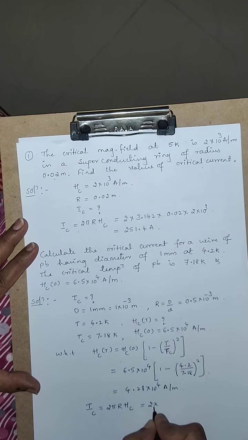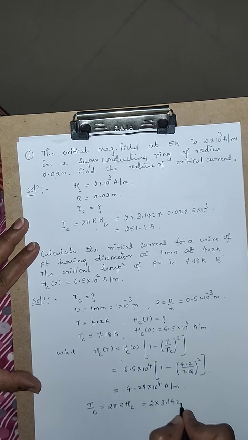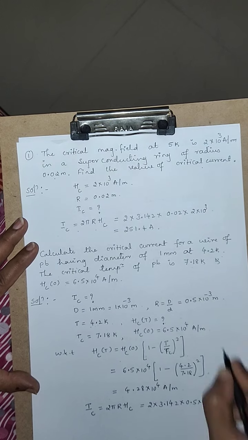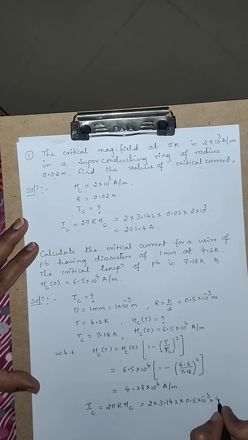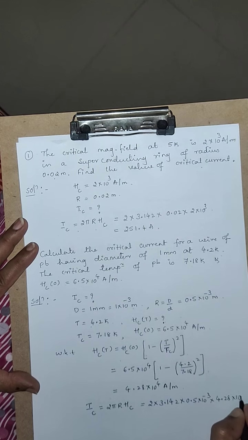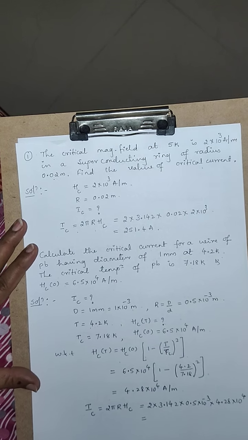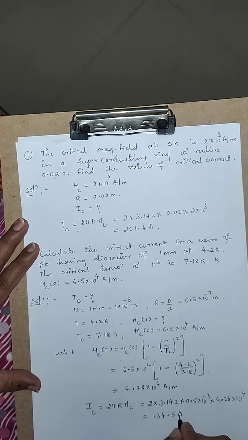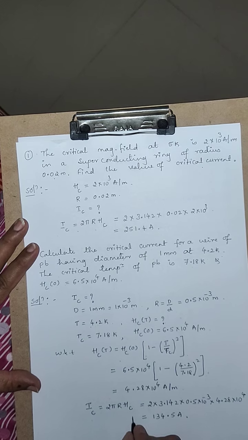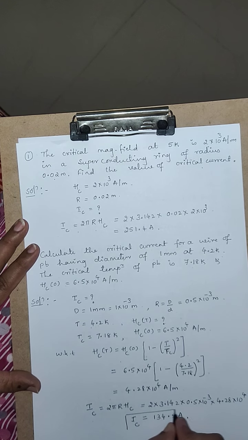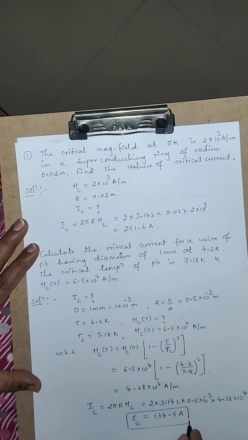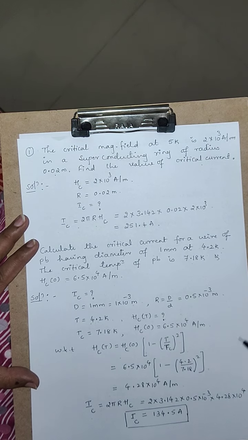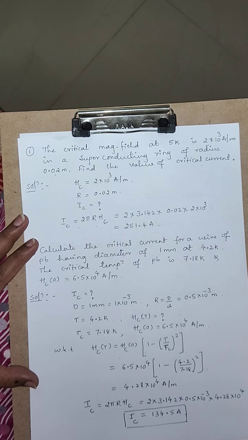Substitute the values. 2 into 3.142 into R is 0.5 into 10 raised to minus 3, which we have found here. Then 4.28 into 10 raised to 4. So when you multiply all these values, you are going to get 134.5 amperes as the critical current. So this is the critical current what we wanted to find in case of this problem. So what we understand from this is the two equations may be combined and the question may be asked. Okay, thank you.